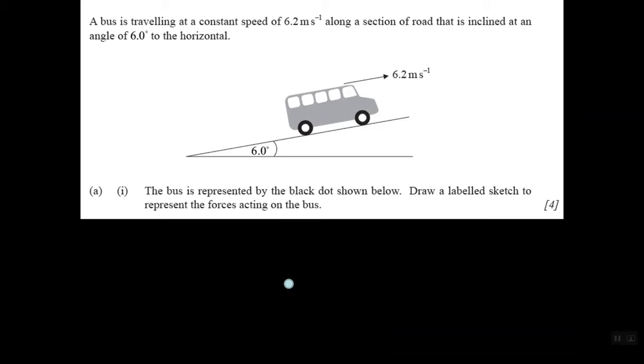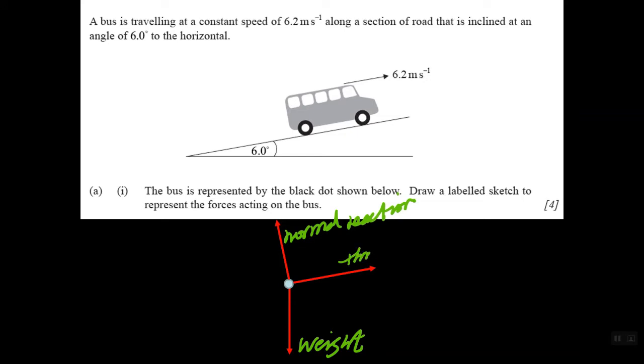So we have the weight, downward direction, and we have the normal force perpendicular to the slope. As the bus is moving along the slope upward direction, we have thrust or engine force, and then we have a friction force opposing the motion.